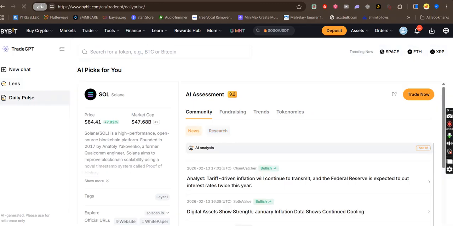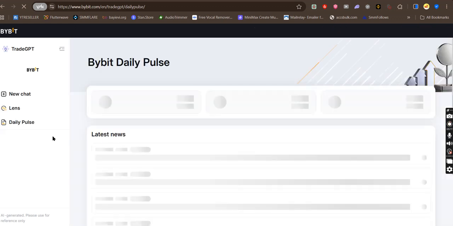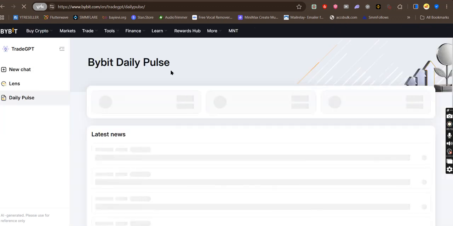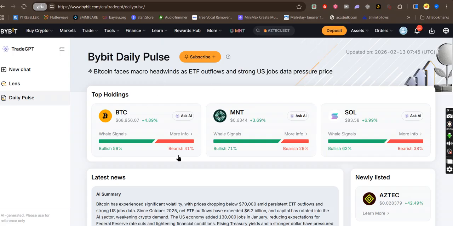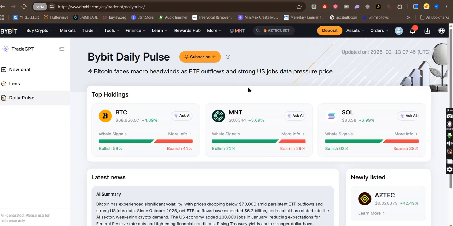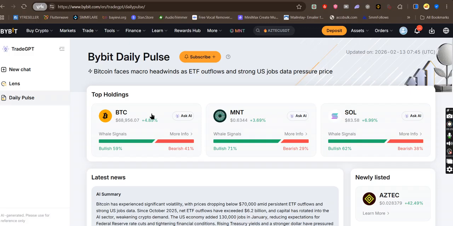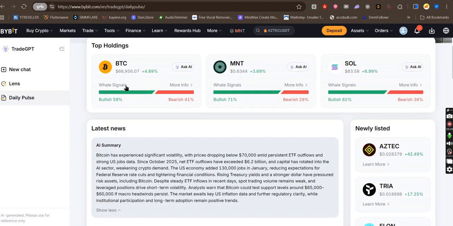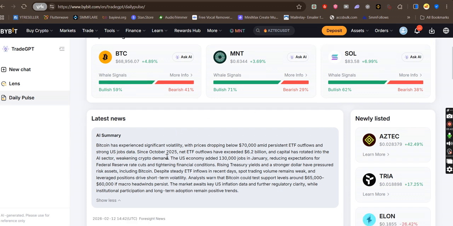So let's go to Daily Pulse and see what it says. The Bybit Daily Pulse says Bitcoin faces macro headwinds as ETF outflows and strong US jobs data pressure price. Wow. Whale signals are bullish 59%, bearish 41%. For MNT, bullish 71%, bearish 29%. And for Solana, bullish 62%, bearish 38%.